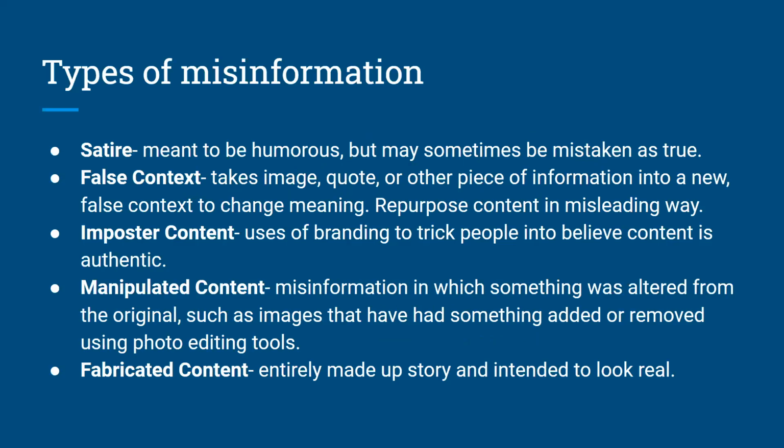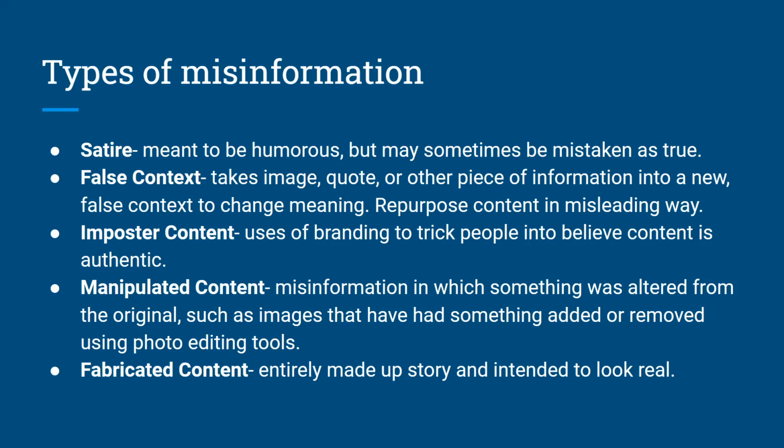In addition to information, there can also be misinformation. And in identifying misinformation, it can be helpful to know the different types of misinformation. There's satire, which is meant to be humorous, but may sometimes be mistaken as true. Some examples of this can be taken from publications such as The Onion or The Babylon Bee, where they're meant to be funny, but if someone's not familiar with the source, they may accidentally think it is meant to be true. And this can cause confusion amongst people if they're unfamiliar with the publication source.